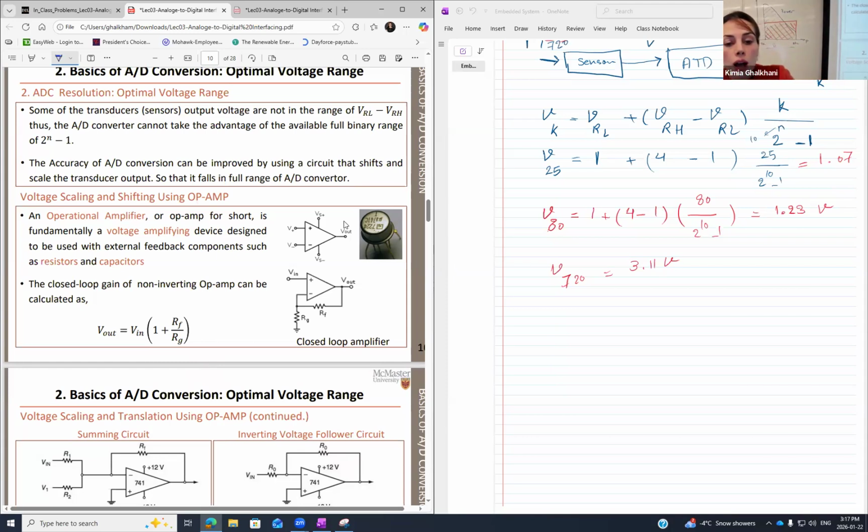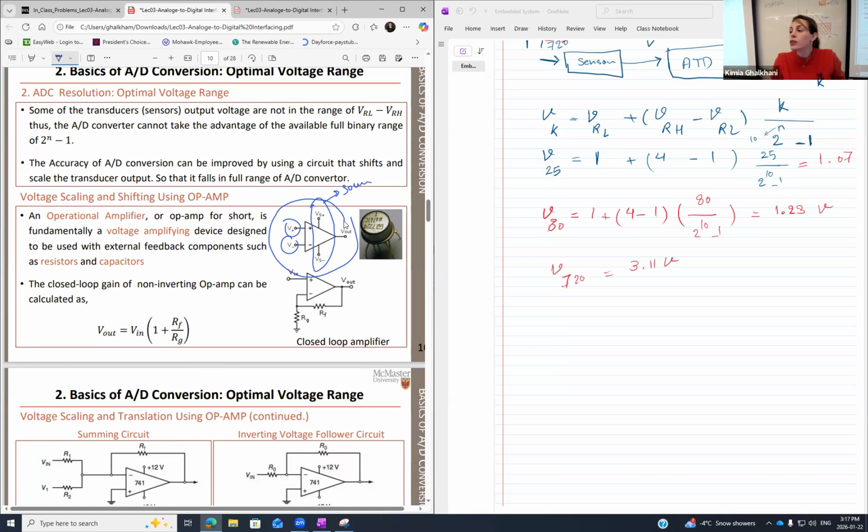This is the general format of op-amp. We always have V plus, V minus. And these two are the ones connected to the source. You may see it labeled differently by different manufacturers.